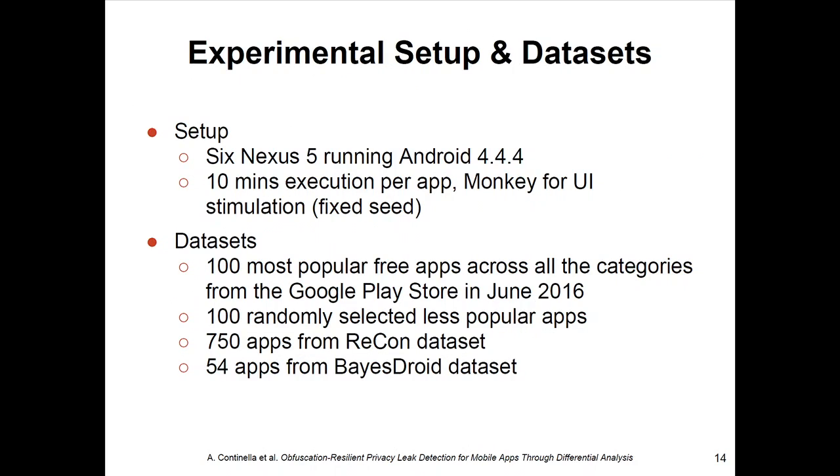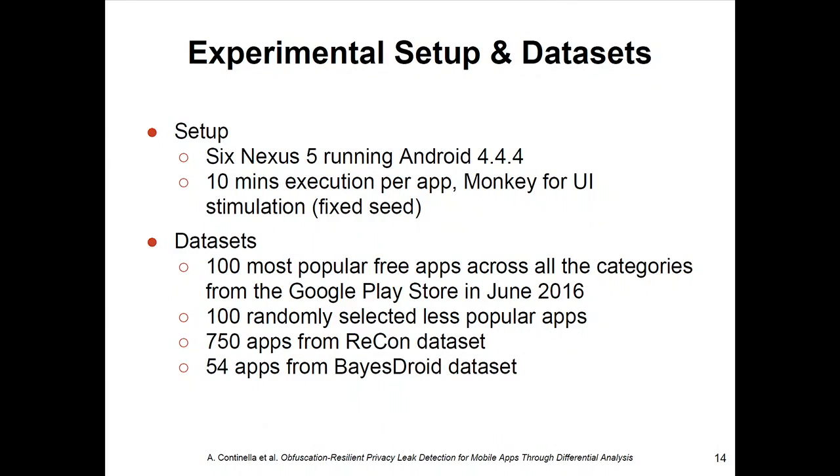So to evaluate Agrigento, we set up an environment with 6 Nexus 5 running Android 4.4. And we let each app execute for 10 minutes. We use Monkey for UI stimulation using a fixed seed. And we obtain a dataset of more than 100,000 applications in total. So we have the 100 top most popular free apps from Google Play, then 100 randomly selected less popular apps.